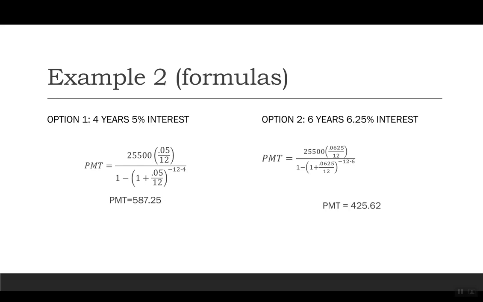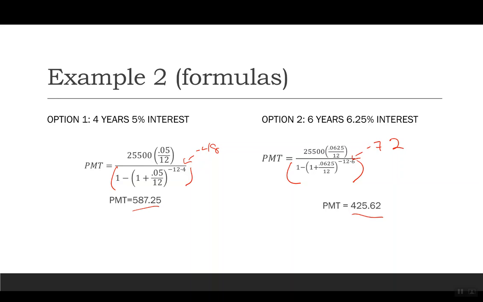Okay. On the right side, same thing. The only difference is the interest rate now is 6.25%, which I wrote as 0.0625, and then 6 years. Great. Again, I encourage you, try this in your calculator. Pay attention that you are putting parentheses in the denominator and that you're multiplying this out ahead of time and you're putting in negative 48 or negative 72. Okay, so I got that the 4 years I pay $587.25, but for 6 years I pay $425.62.